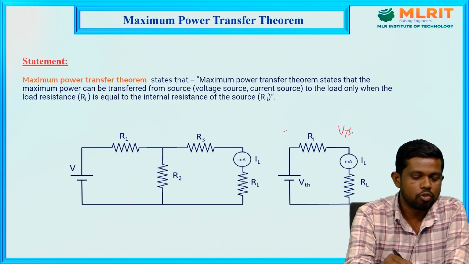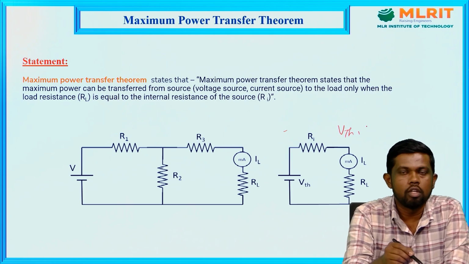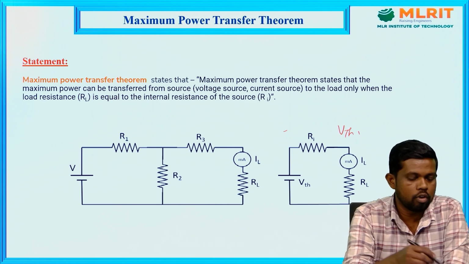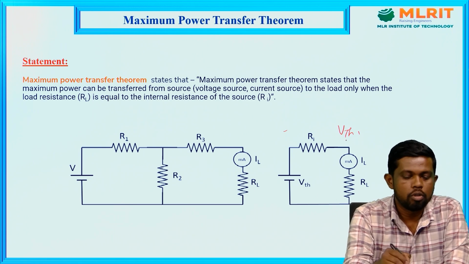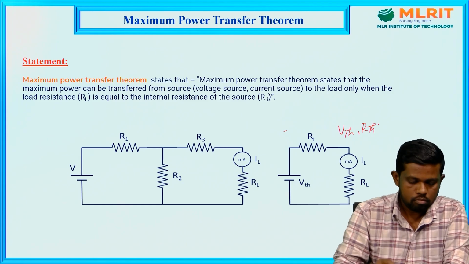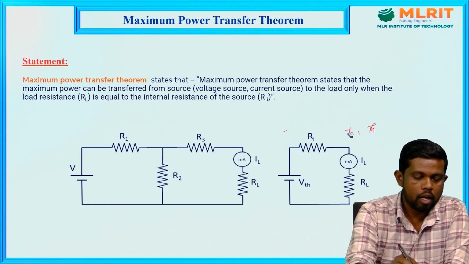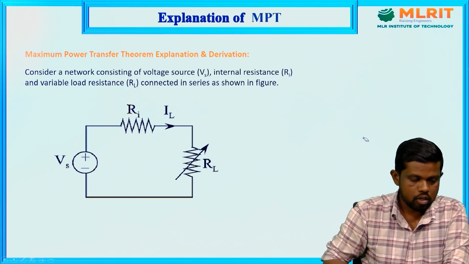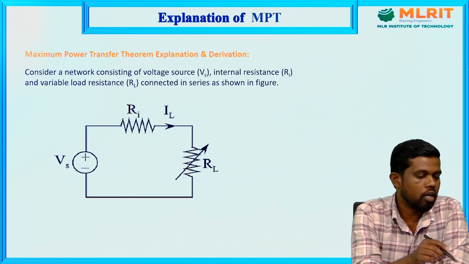We have already gone through Thevenin's theorem, so we follow the same procedure to get the Thevenin's equivalent for this network. That is, we need to determine the RTH value and also the VTH value. After that we can apply the maximum power transfer theorem to get the maximum power value. Taking the same circuit, this is the Thevenin's equivalent circuit.